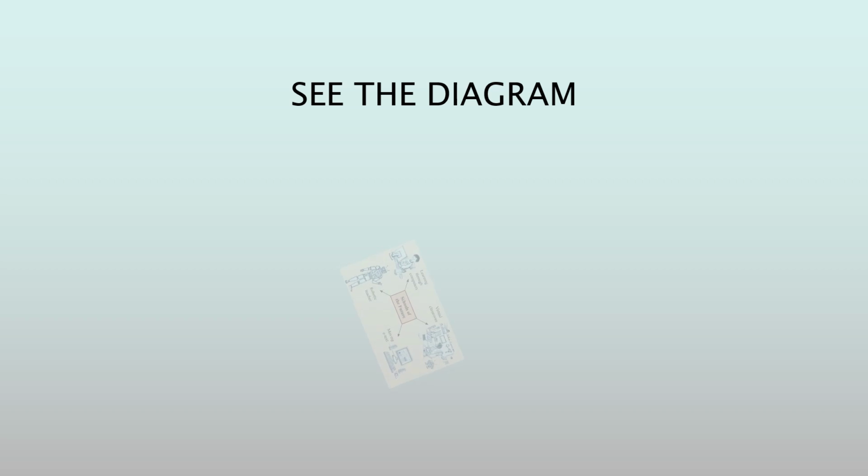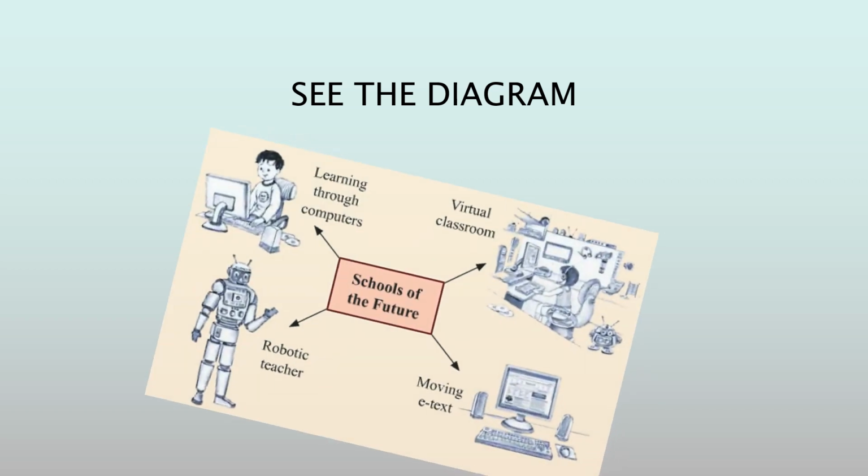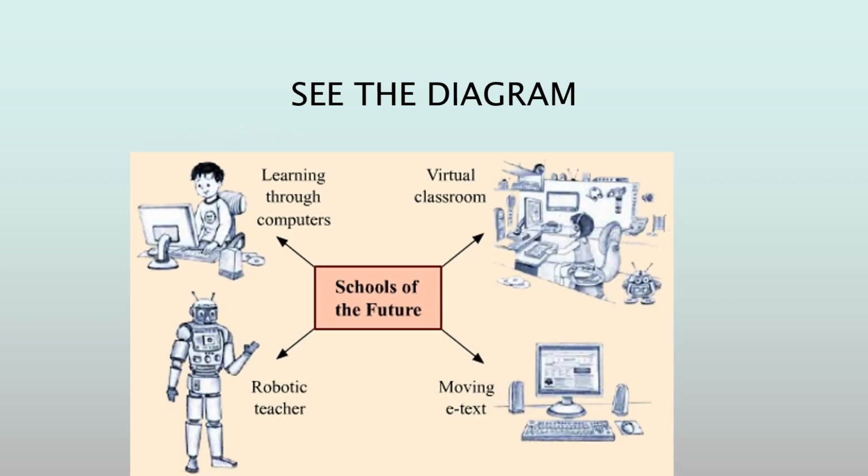So now see this diagram, it is in your book also. This is the features of future school. Number one, you can see a boy sitting in front of the computer, and he is learning through computers, right? Like I told you, in future the author says that all the printed books will be replaced by a computer. So the students of the future will learn through computers.